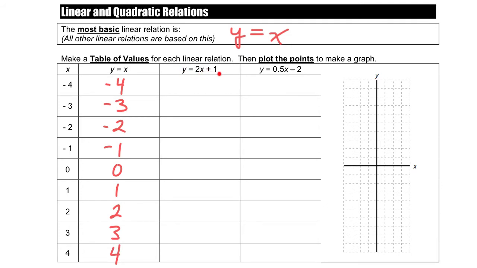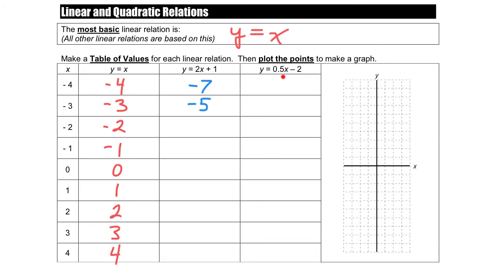For this next relation, y is equal to 2x plus 1. So whatever x is, multiply it by 2, and then add 1. So if x is minus 4, 2 times minus 4 is minus 8, plus 1, y is minus 7. If x is negative 3, then y is 2 times negative 3, which is minus 6, plus 1, which is minus 5.